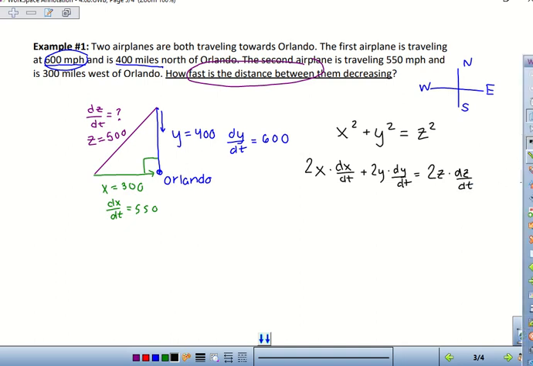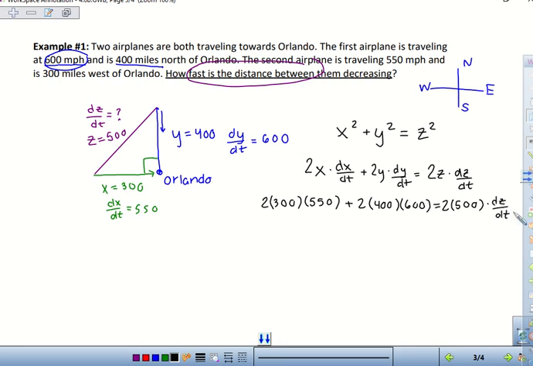All right. Now we're just going to plug everything that we know in. So we know that x is 300. What's the rate at which x changes? 600. That would be y. I just want to make sure you don't plug it in wrong. And then we know that z is 500, but we don't know what dz/dt is.